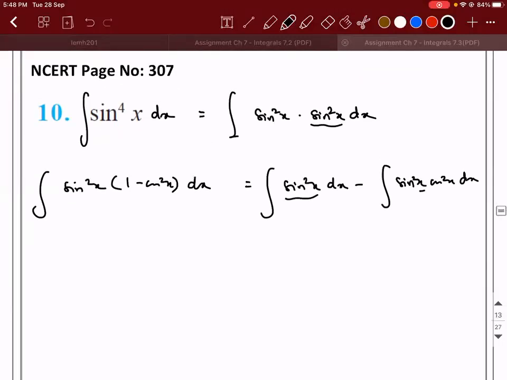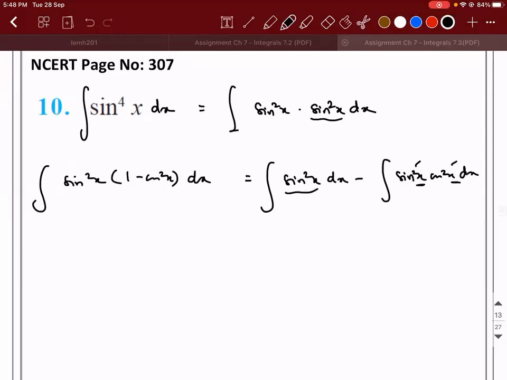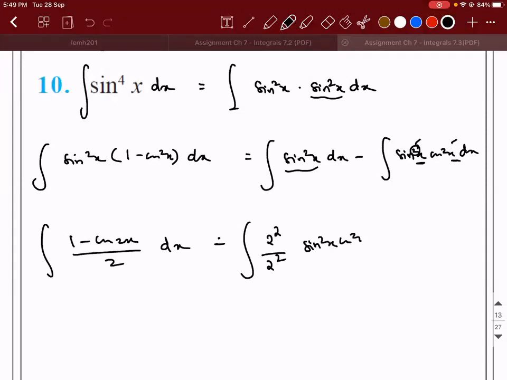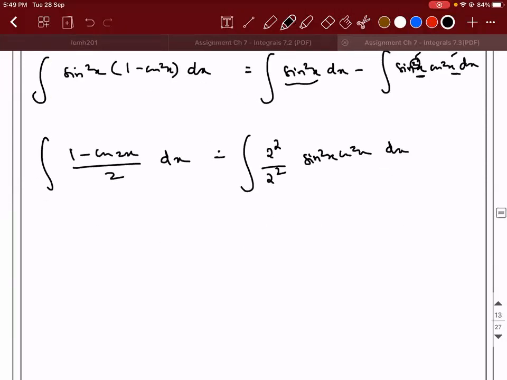I told you one important point. When sine and cos are multiplied with the same angles, and if the powers are the same, then you are supposed to multiply and divide with 2 to the power of that number. So how can I write sine square x? I can write it as 1 minus cos 2x divided by 2 times dx, minus integral of 2 square divided by 2 square into sine square x into cos square x dx.